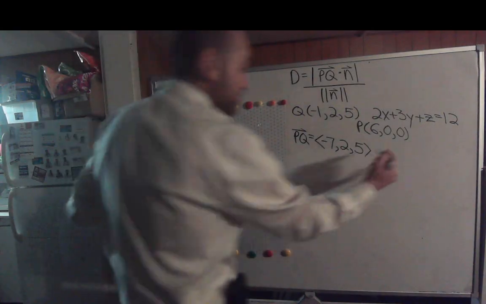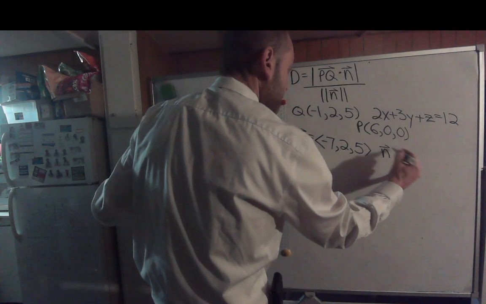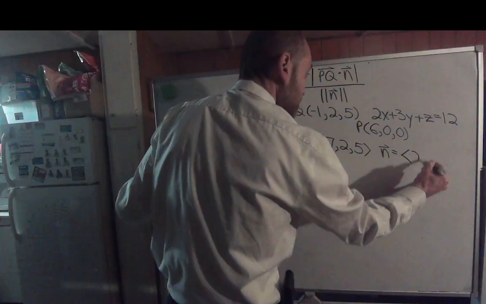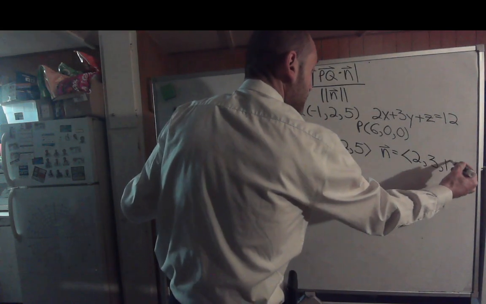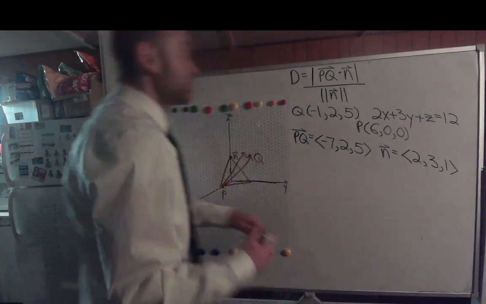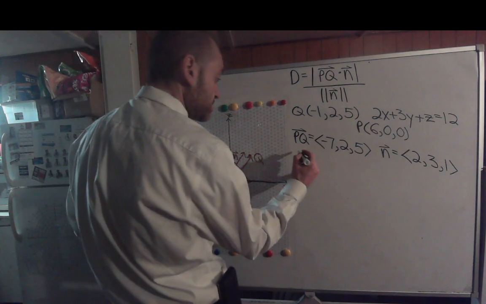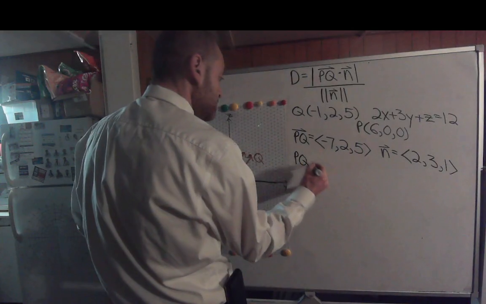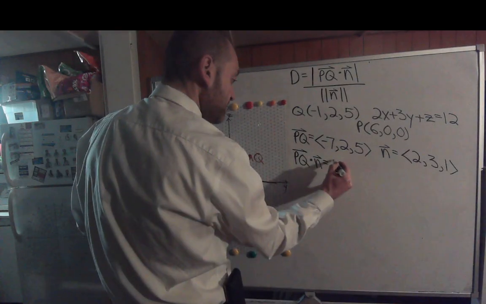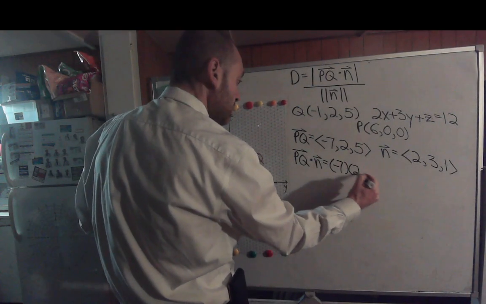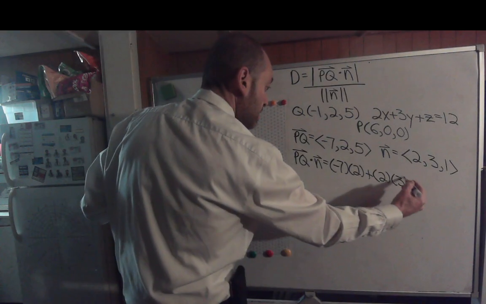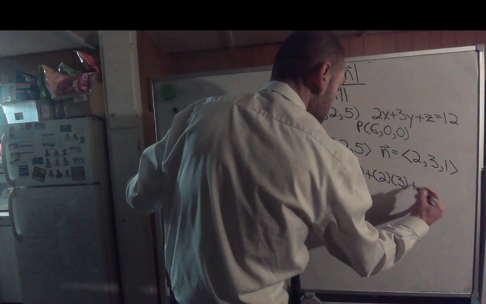Alright, now let's find the normal vector. That's just based off of the equation of the plane, the coefficients of the variables. So that would be 2, 3, and 1. So we've got vector PQ, we have a normal vector. Let's take the dot product of those two vectors. So the dot product, we take -7 times 2, plus 2 times 3, plus 5 times 1.